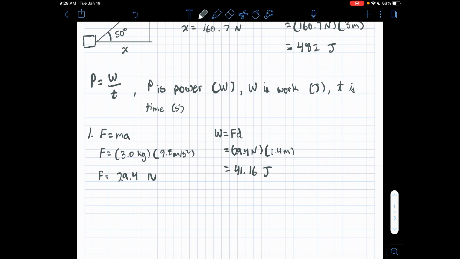Now that we have the work, we also have the time, so we can finally calculate the power which was used in this action. That'll be work over time. That'll be a work of 41.16 joules over a time of 0.8 seconds. So that'll be equal to 51.45 watts, which would be rounded to just 51 watts.